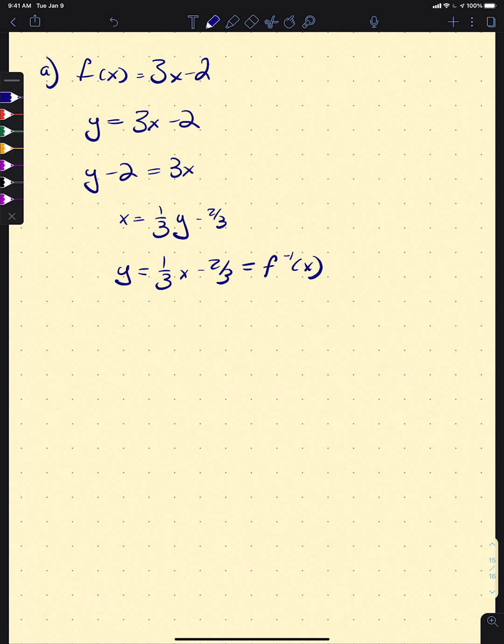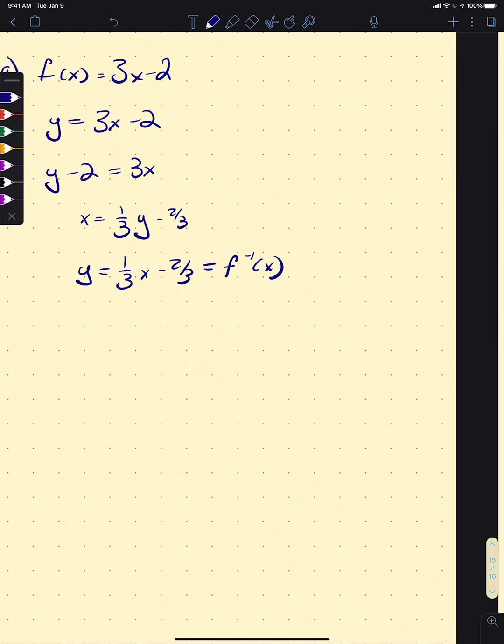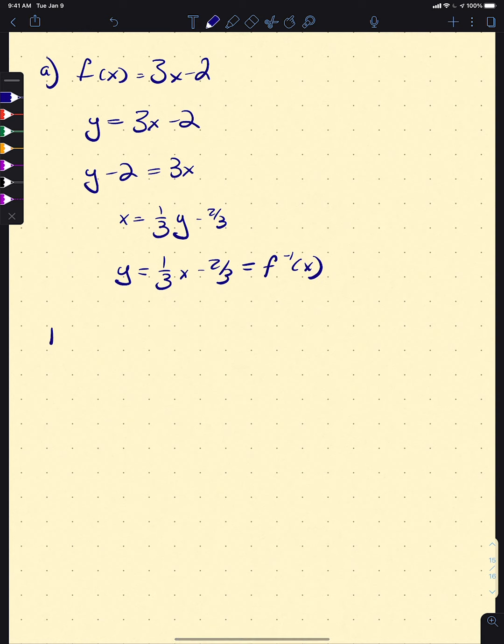I'm going to leave it for you to compose these. Definitely pause it, take a second to confirm this on your own, and we're going to move on to the next one. Let's say b: we have g of x is x to the 5th minus 3, over 2.